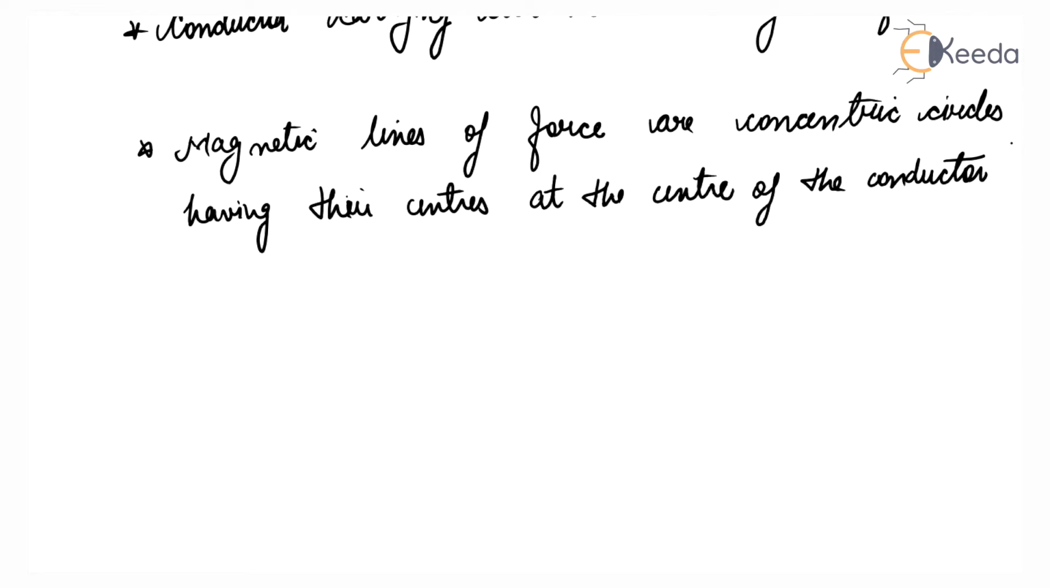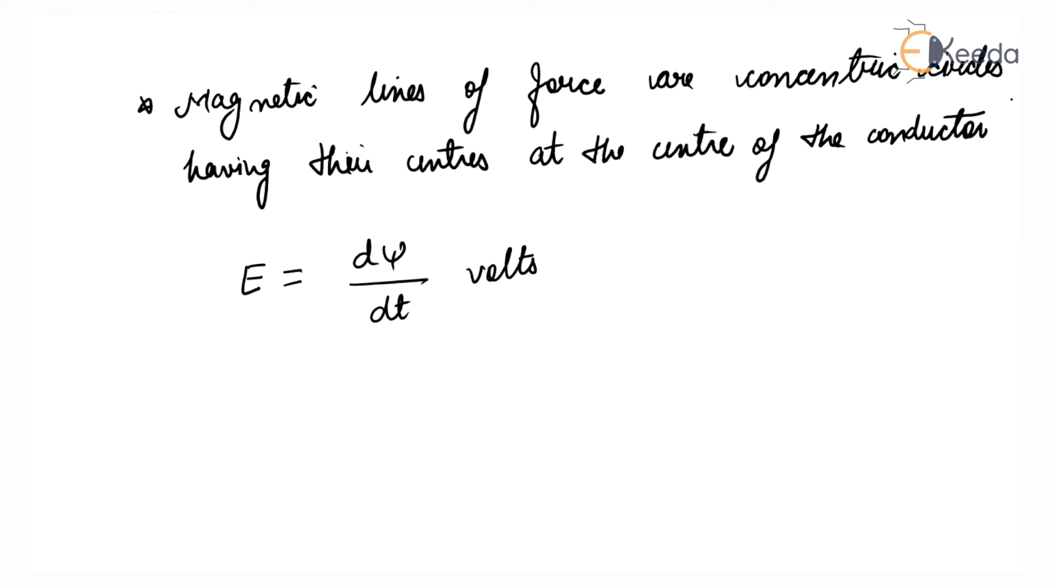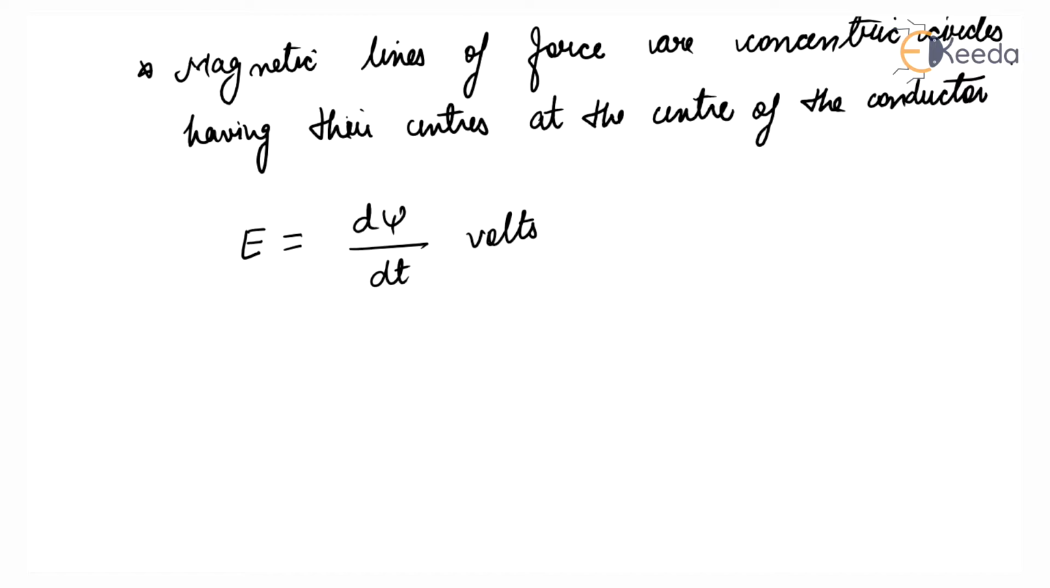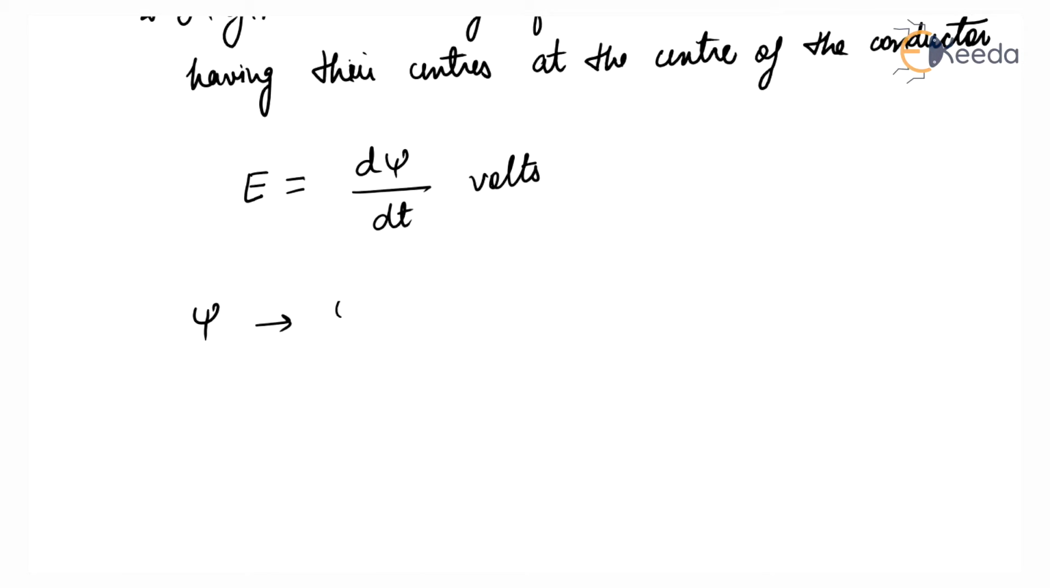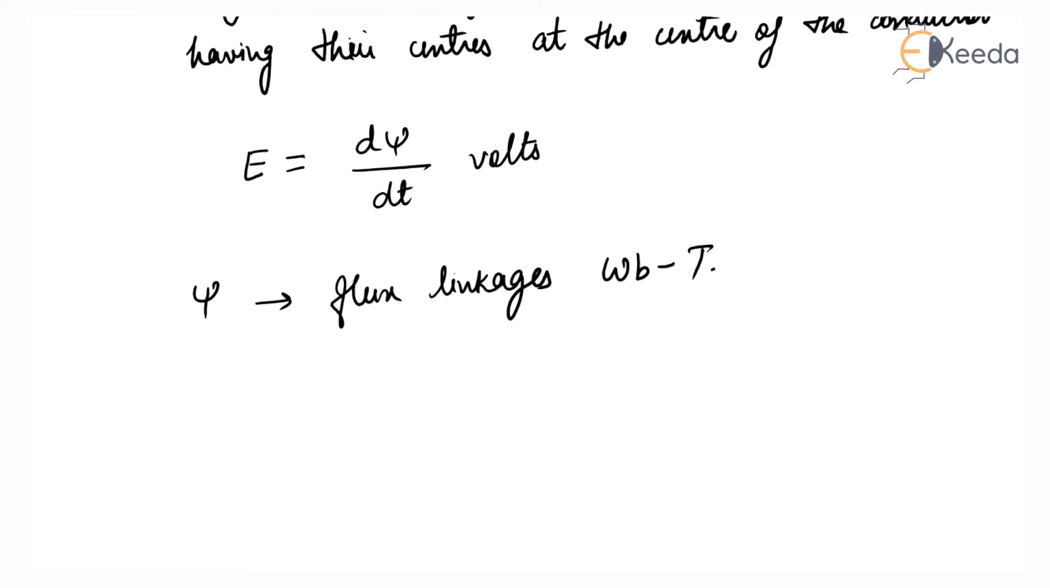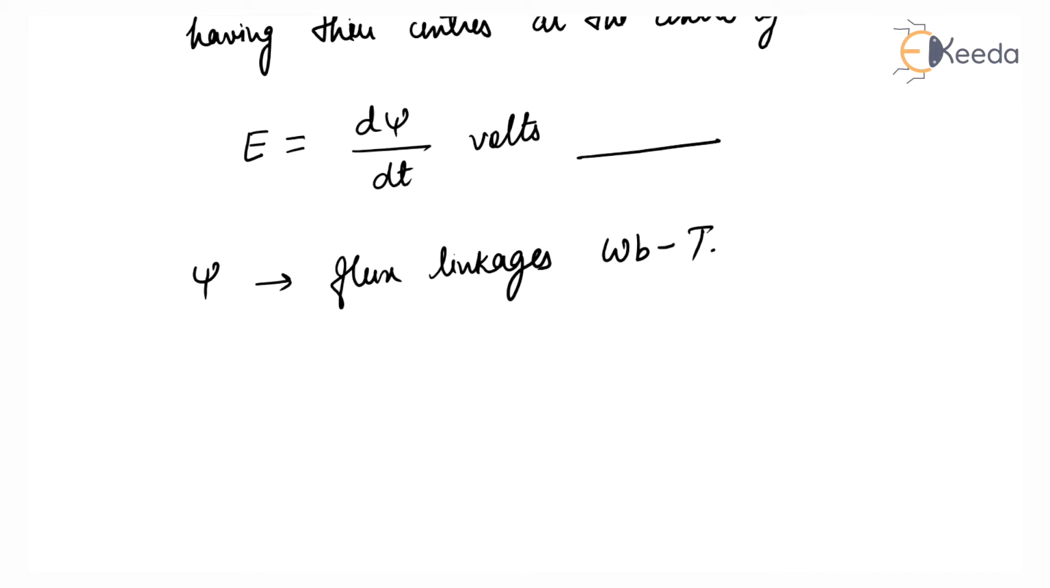We know the voltage induced in a conductor is given by E is equal to d psi by dt, volts is the unit, where psi represents the flux linkages of the conductor in Weber turns. So this equation, we can suppose, is equation number 1.